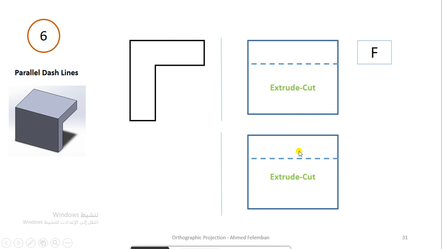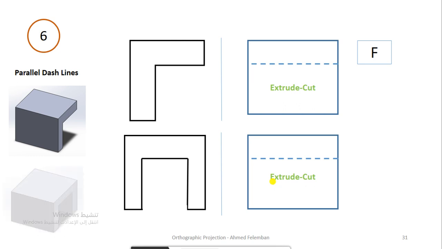Okay, another thing, give me another probability. Before it was U. Here we can see that it's what we call a C shape, but upside down. So from the front we see a rectangle, but there is an extrude cut here, so we draw a dash line. So always when we see parallel dash lines, it means that there is a cut inside.